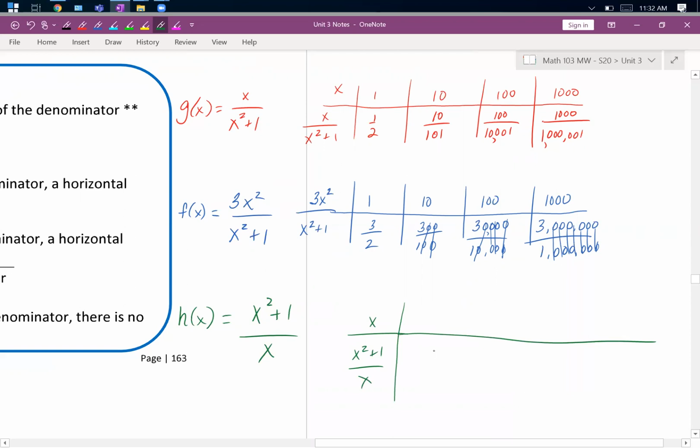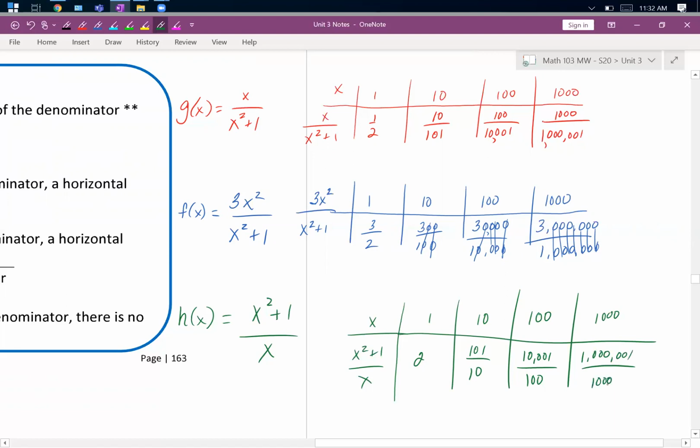So when I plug in 1, I'm going to get 2. When I plug in 10, I'm going to get 101 over 10. When I plug in 100, I get 10,001 over 100. And when I plug in 1,000, I'm going to get 1,000,001 over 1,000. So we can see that the y value is not leveling off at some particular number. It just keeps growing bigger and bigger and bigger.